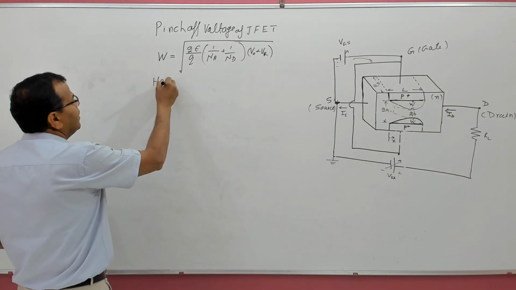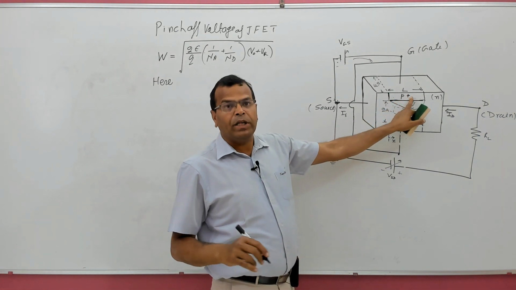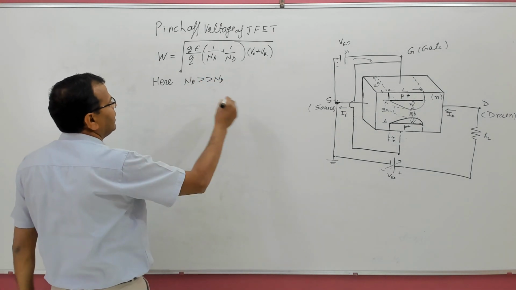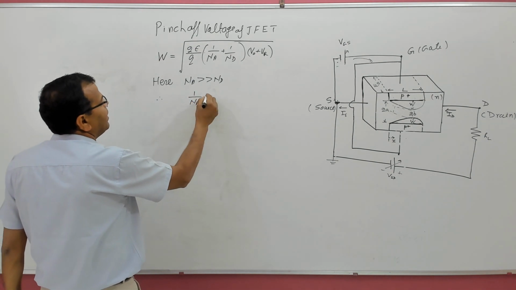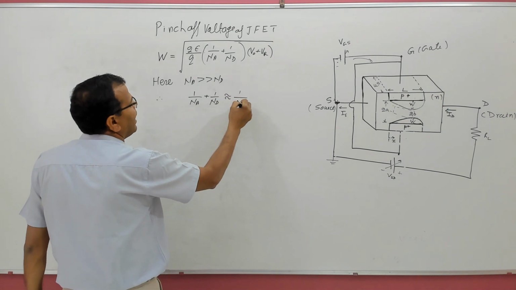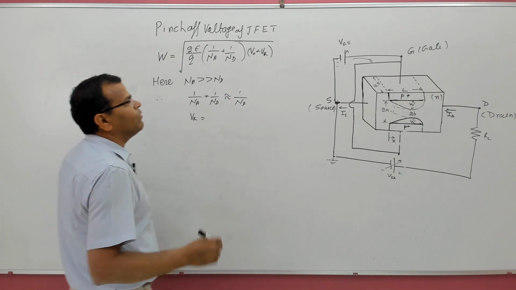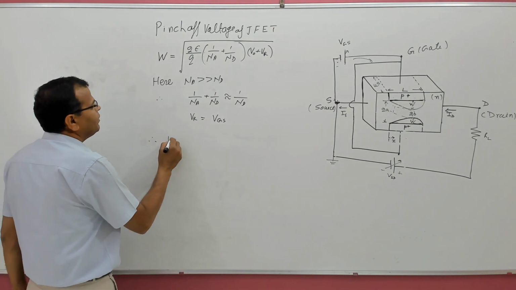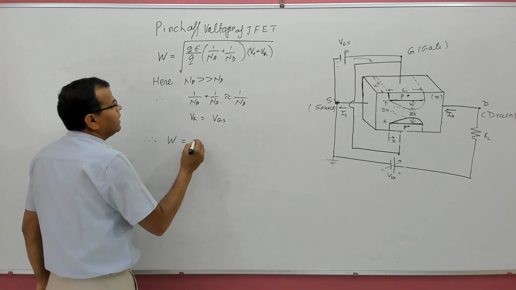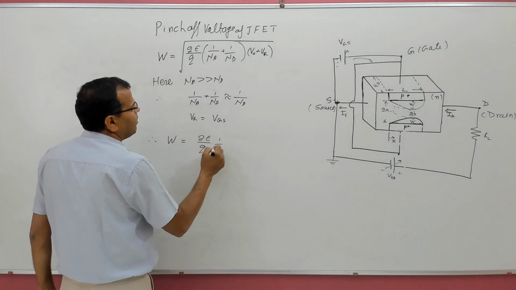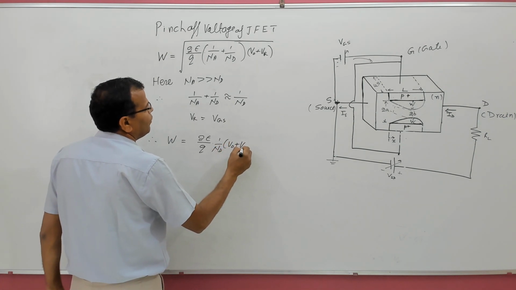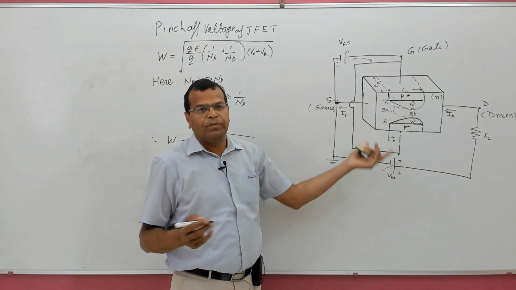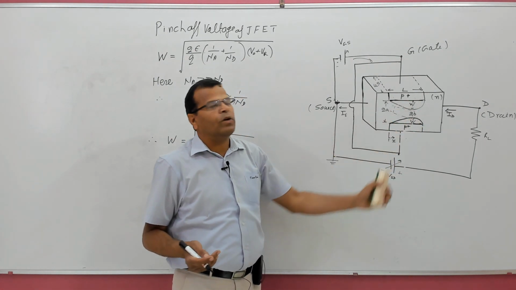Here remember, number 1, the concentration of acceptors in the P plus layer is very much greater than the concentration of donors in the channel. So therefore 1 by NA plus 1 by ND is approximately equal to 1 by ND. Number 2, the reverse biasing voltage across the junction is nothing but VGS. Therefore width of the depletion layer, either this or this, is equal to the square root of 2 epsilon by Q, 1 by ND into (V0 plus VGS). This is the expression of this W, but in fact, this is depletion layer on this side and that is depletion layer on another side.